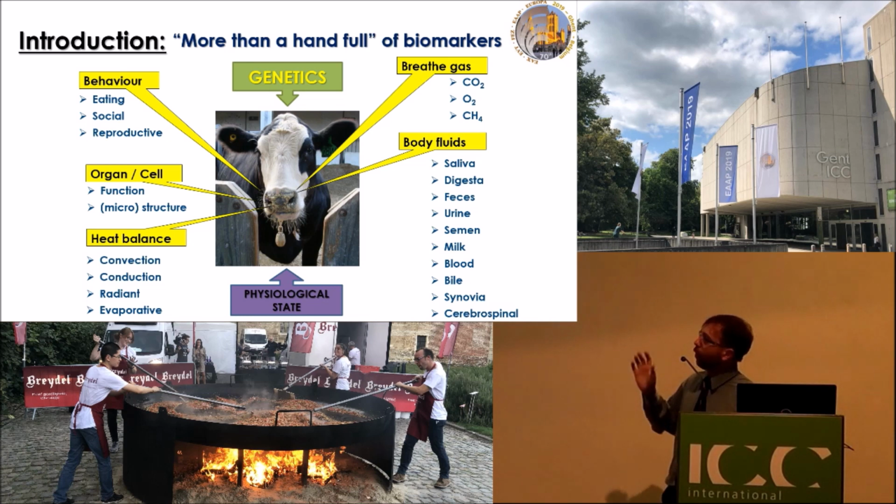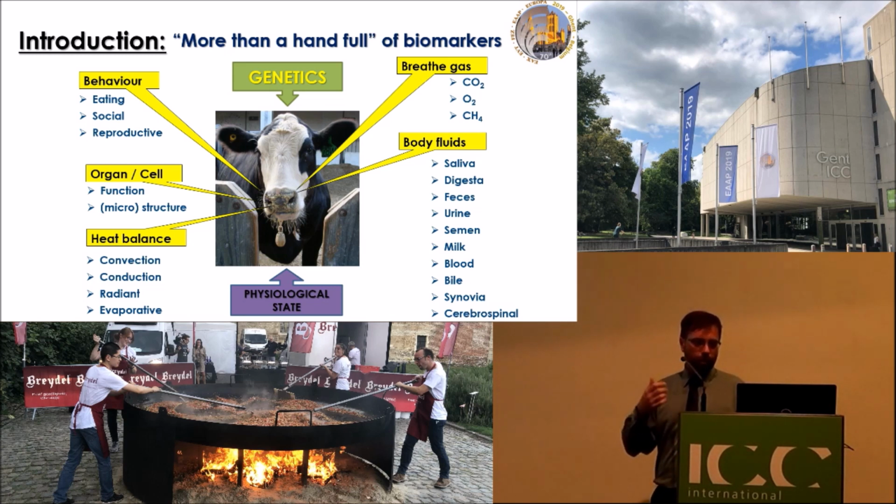And I have been studying these in many different ways. There is certainly more than a handful of biomarkers that we've been through already. So we have been looking at behavior traits, at organ and cell traits. We have been chopping different organs, collecting, weighing the gross weight, looking at molecular and histological aspects, and so on. I have been doing a lot of calorimetry, the analysis of the breath gas, so indirect calorimetry, heat balance, different ways including infrared imaging, and a list of body fluids. We do like to collect the juices and see how that relates to performance traits.